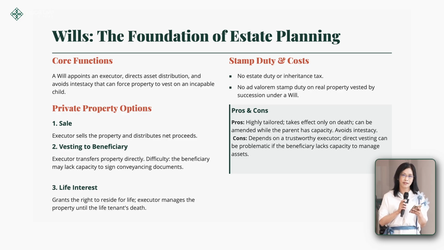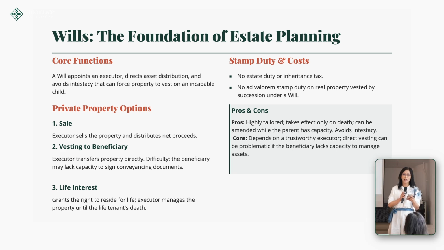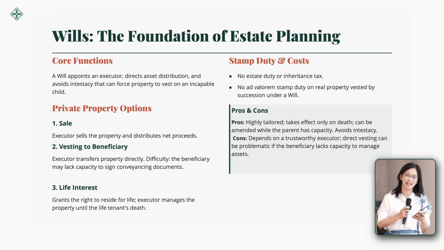Because under the succession situations, property can vest directly on a child who, due to cognitive impairment, may simply lack the capacity to sign conveyancing documents. They don't even know what they have inherited. They don't know how to manage their assets. This is a really problematic outcome, and this certainly you want to avoid.